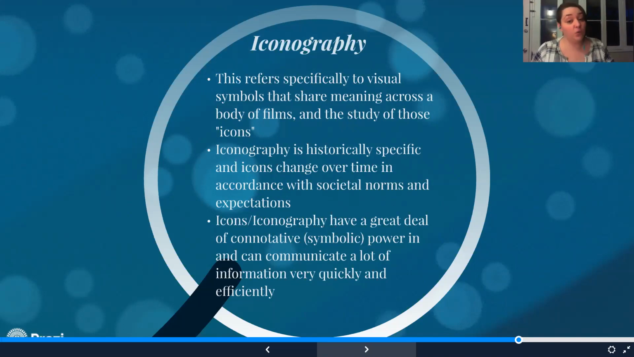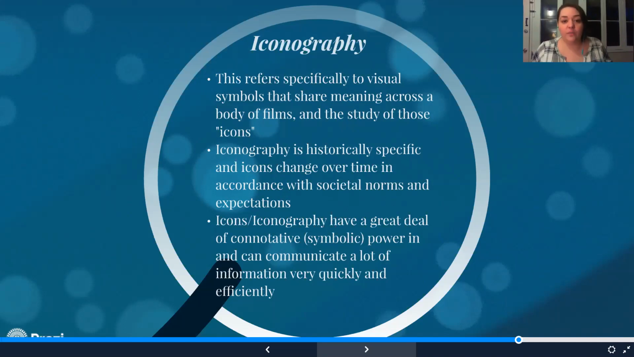Now, iconography is historically specific, and icons do change over time as societal norms and expectations change. Some icons last a very long time, some are more flash in the pan, immediate, but the point is that you can recognize them and you can tie them to a particular place and time. Icons and iconography have a lot of symbolic or connotative power because they can communicate a lot of information quickly and efficiently. So iconography examples would be things like costumes, right? Like props, like symbols, anything that you can see on the screen that is a visual representation of the genre that you can connect to other films within that genre as well. So I'm going to give some examples of how iconography and conventions work.